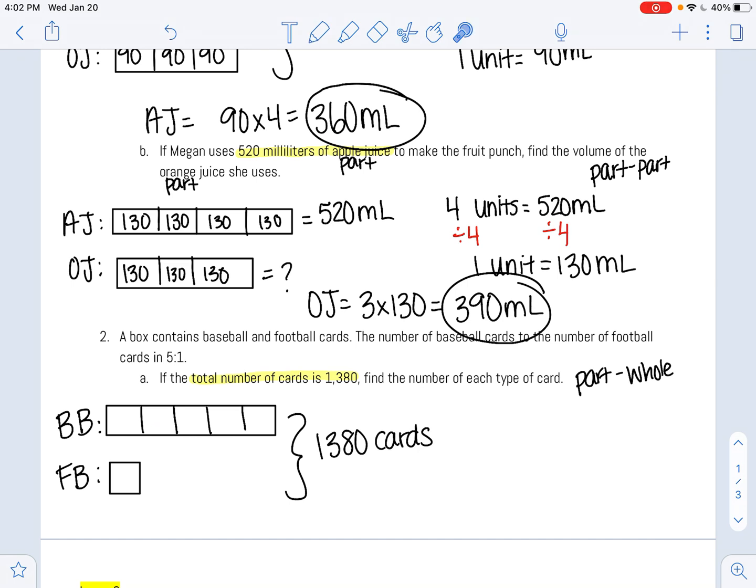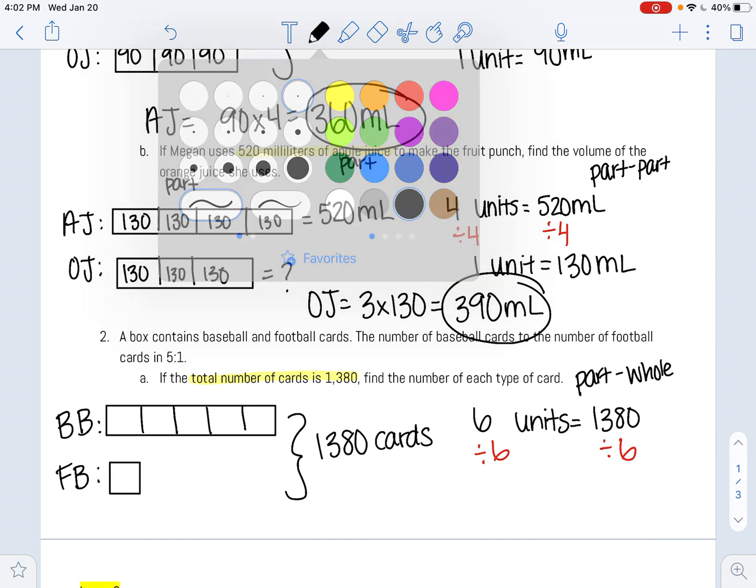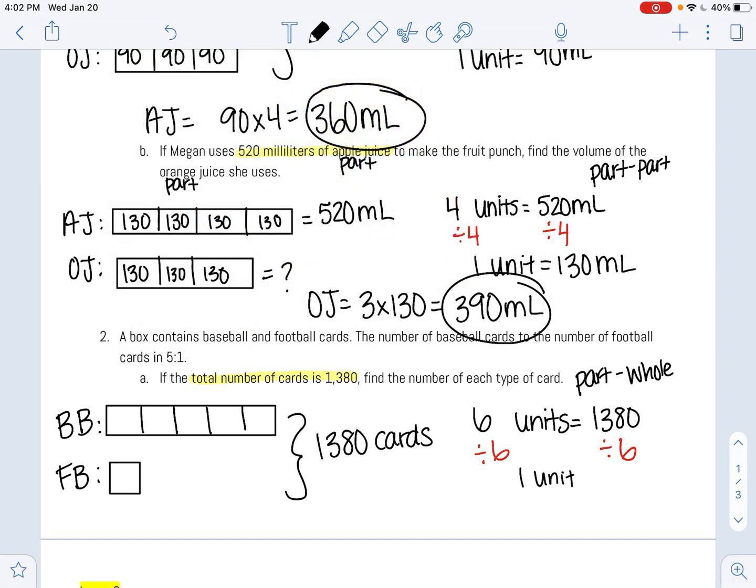I have a total of 6 units. I'm going to divide by 6 so I can get my amount for just 1 unit. When I divide, I get 230 cards, so each box is worth 230.